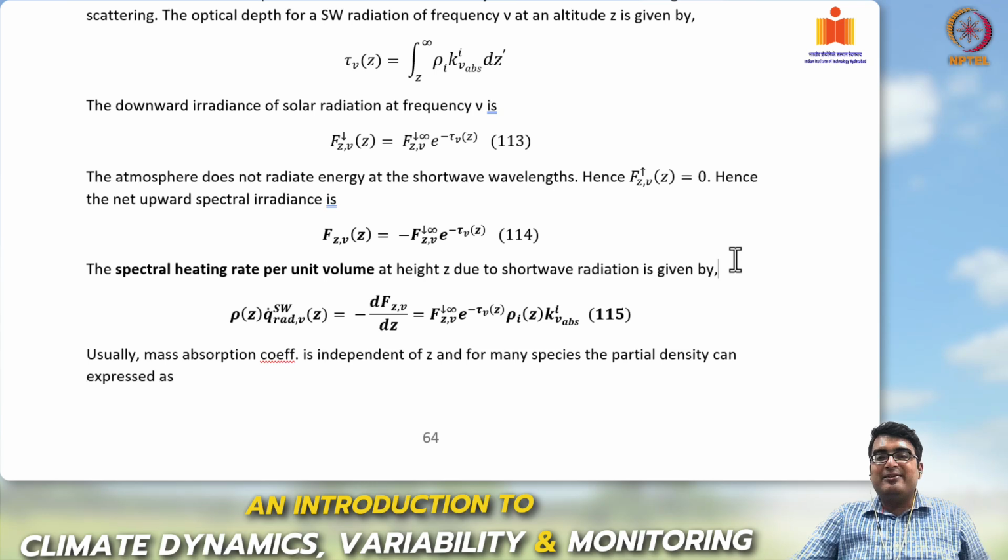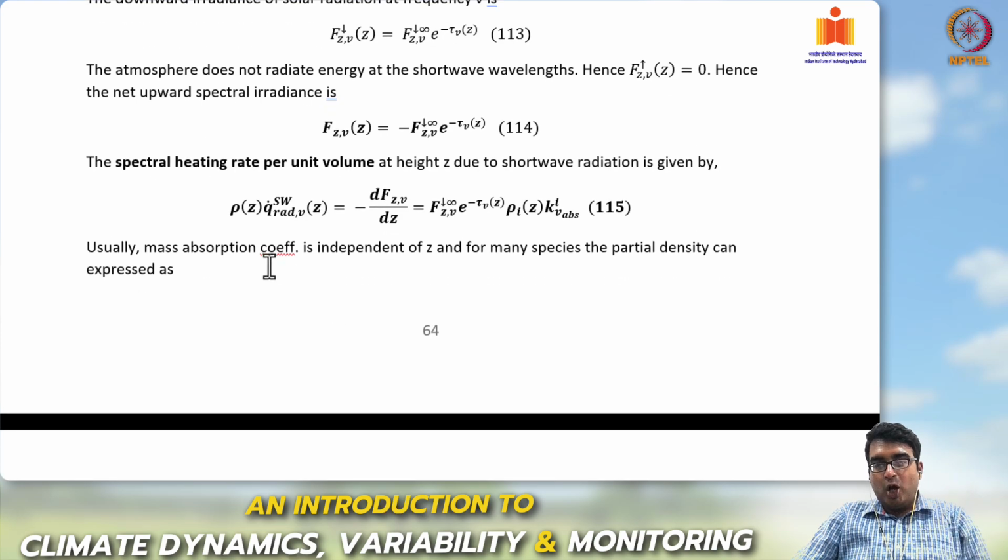So this becomes the spectral heating rate. The spectral heating rate is the net downward solar flux for that frequency at the top of the atmosphere, exponential to the power minus the optical depth at z, the density of the absorbing medium at z, and the mass absorption coefficient value of the absorbing medium. Okay. Usually this term does not depend on z at all.